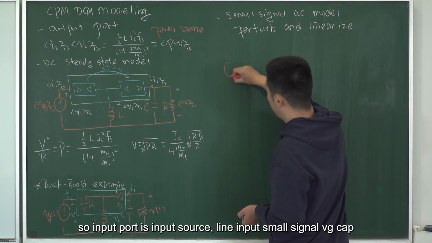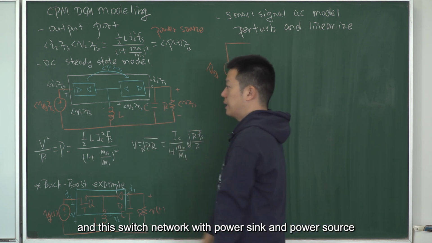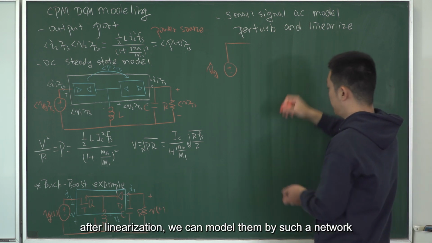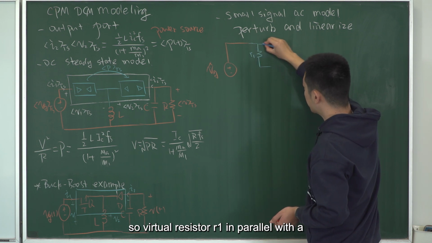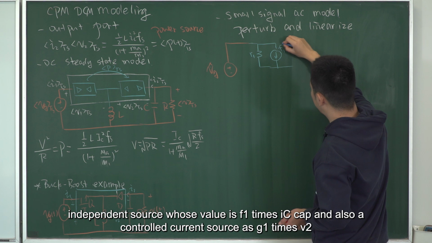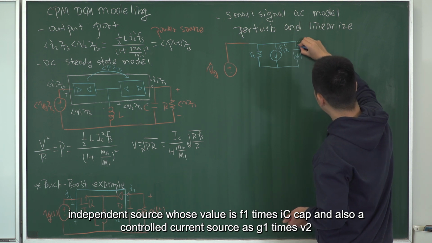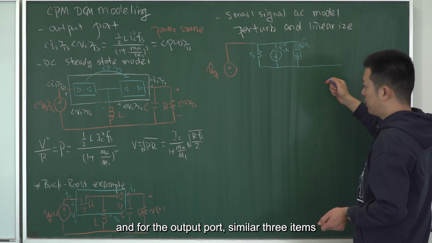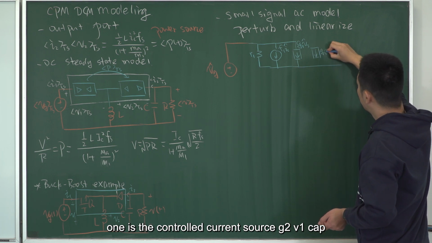Okay, so the obtained small signal model will be like this. So the input port is the input source, line input small signal, VG cap. And this switch network with power sink and power source, after linearization, we can model them by such a network. So a virtual resistor R1 in parallel with an independent source whose value is F1 times IC cap, and also a controlled current source G1 times V2, which is controlled by the output port. And for the output port, similar 3 items, right? One is the controlled current source, G2, V1 cap.